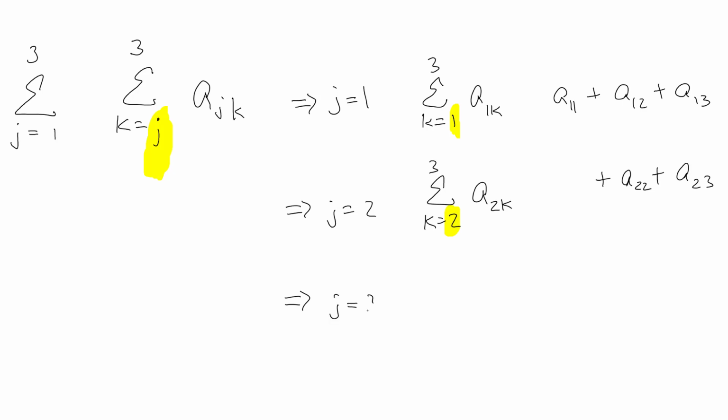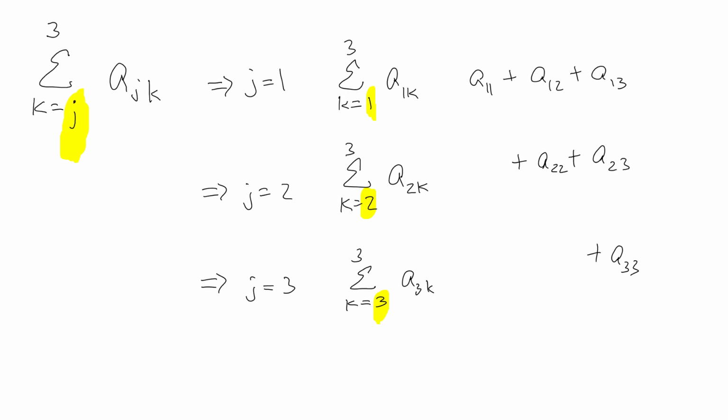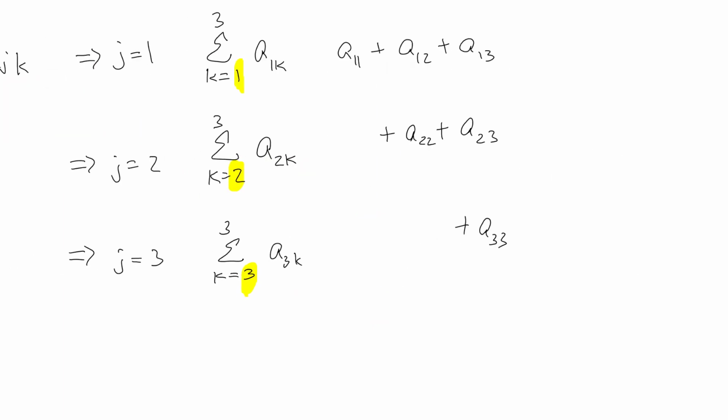Okay, and then we have j is equal to 3. So again, k is going to be going from 3 to 3. So that's the sum from k equals j to 3 of a sub 3k. And so really the only term that's allowed is a sub 3,3. So we have this upper triangular thing going where we're only adding the top right-hand side, or the diagonal part of the matrix.